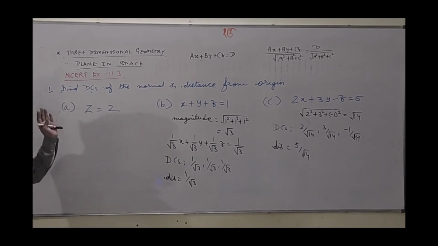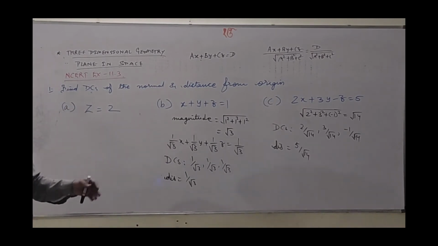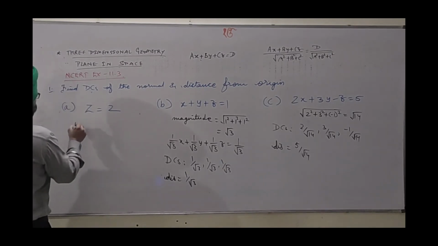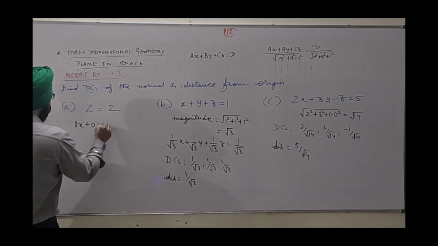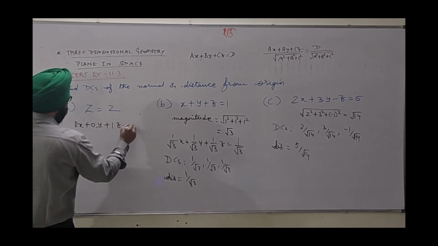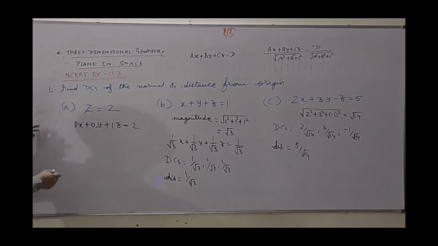Here z equal to 2, a simple thing, you can see the terms of x and y are not available. So if I want to write this in standard form, this will be 0x, 0y plus 1z equal to 2. Now you understand, I hope so.